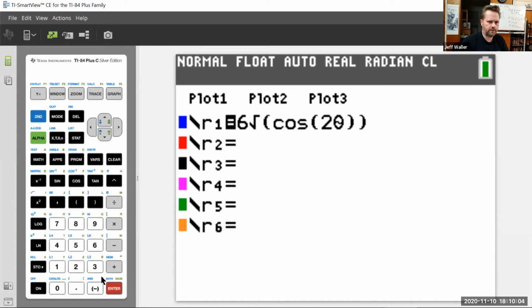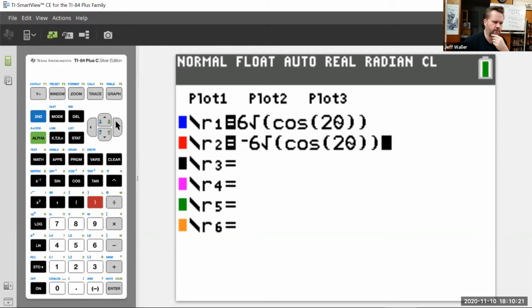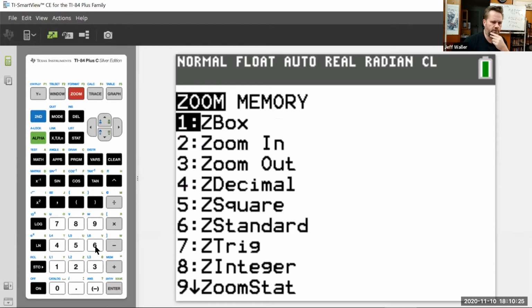And then I'm going to put, well, let's see. Let me show you this. Why do I still have it? Oh, it doesn't matter, Jeff. Ah, screw it. I'm just going to put negative 6 square root of cosine 2 theta. Is that cool, guys? Because I have two different functions there, right? When I took a square root, I got plus or minus. So let me see. Let me zoom normal, zoom standard.